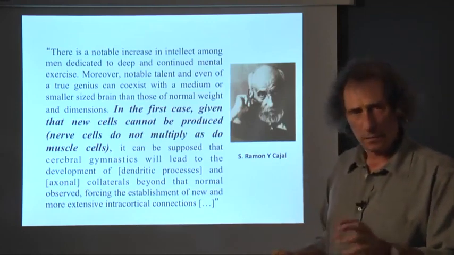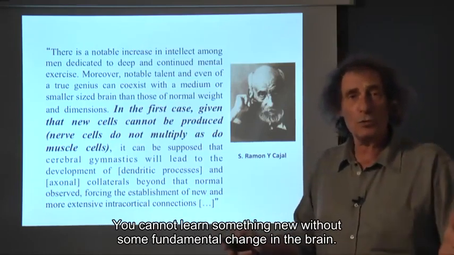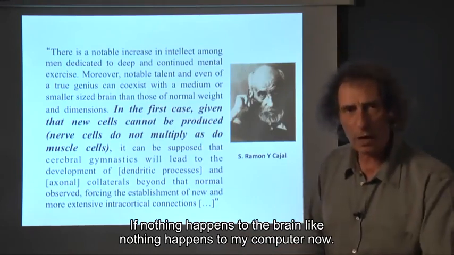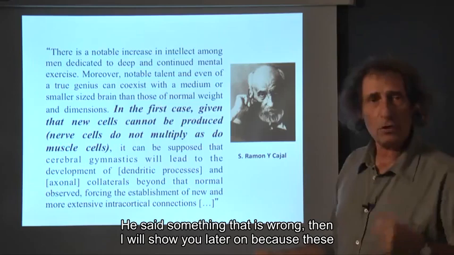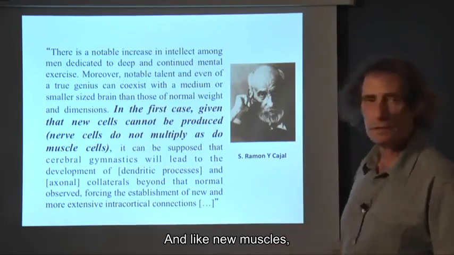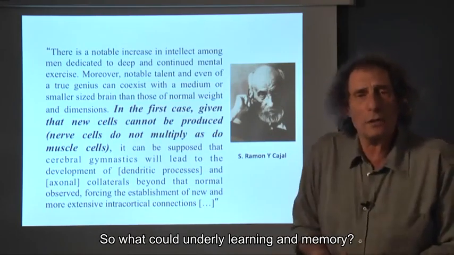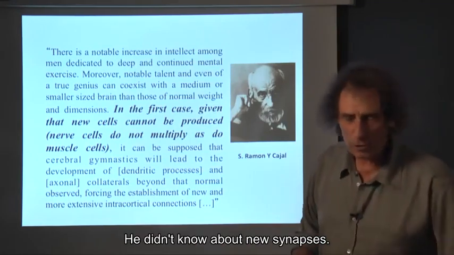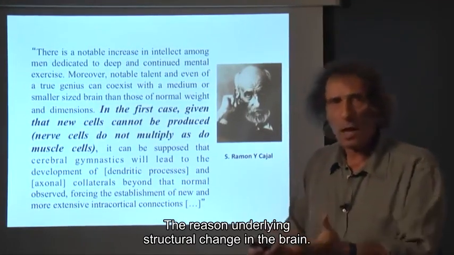So Ramon y Cajal says, fundamental thing. He said there must be some change in the brain underlying memory and learning. You cannot learn something new without some fundamental change in the brain. If nothing happens to the brain, like nothing happens to my computer now that changes the computer, it doesn't learn anything. He said something that is wrong, and I will show you later on because these are new results. He thought that there are no new nerve cells, unlike new muscles, where he knew that when you practice, there are additional muscle fibers. So what could underlie learning and memory? Existing neurons make new branches, make new connections. He didn't know about new synapses. This is what we call structural plasticity. There is an underlying structural change in the brain underlying new learning and memory.